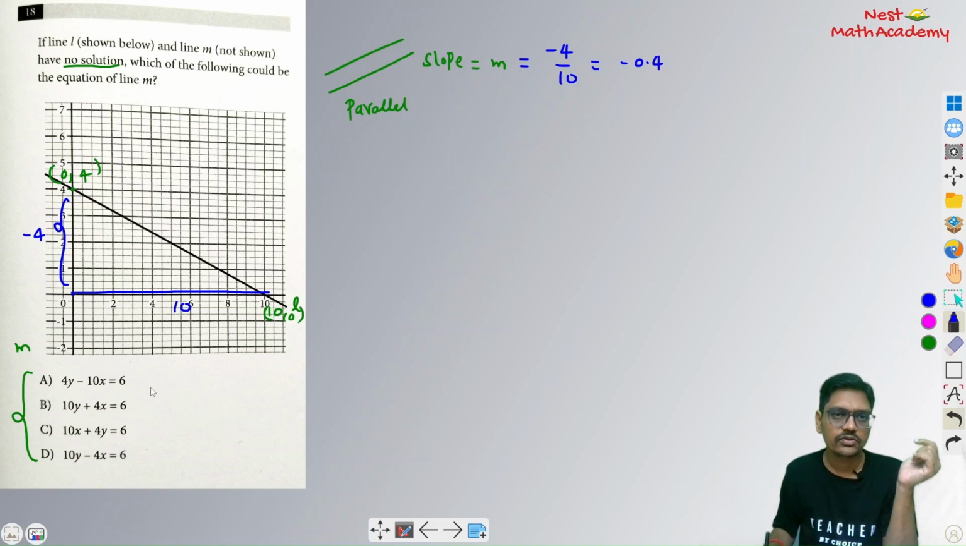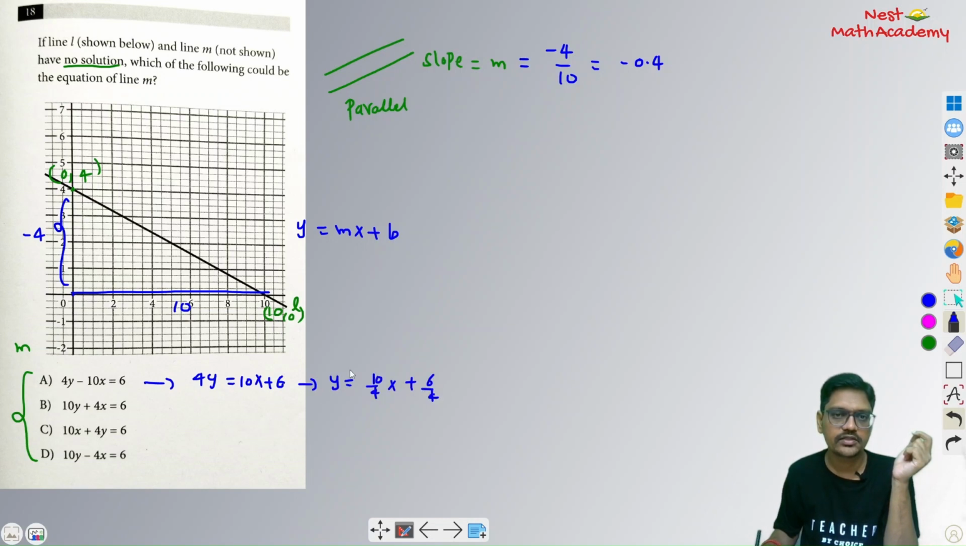Okay. So if I want to find the slope, I need to put the given lines in slope intercept form. y is equal to mx plus b format. So to do that, here I'll send 10x to the right. So 4y is equal to 10x plus 6. Then divide with 4 on both sides. I'll get y is equal to 10 by 4 x plus 6 by 4. Clearly slope here is 10 by 4, which is not matching with our slope. So it's not correct. So this is wrong.